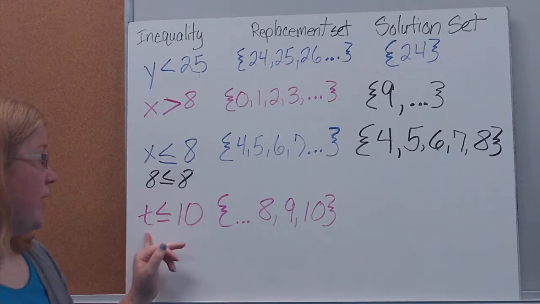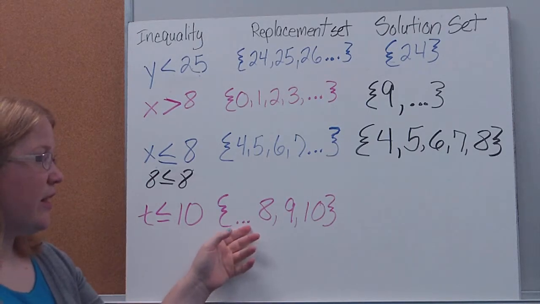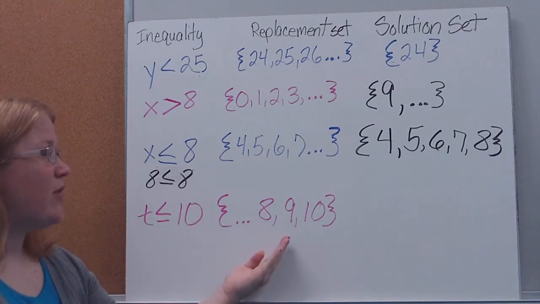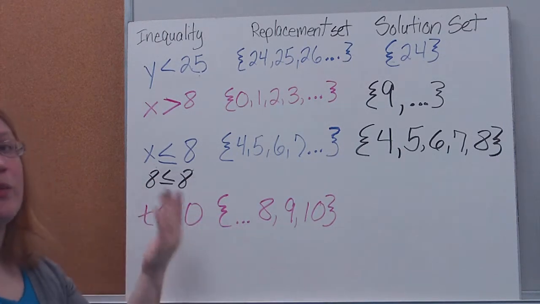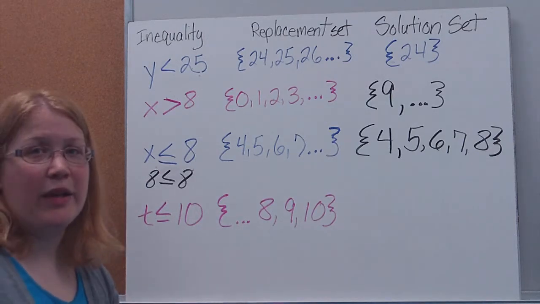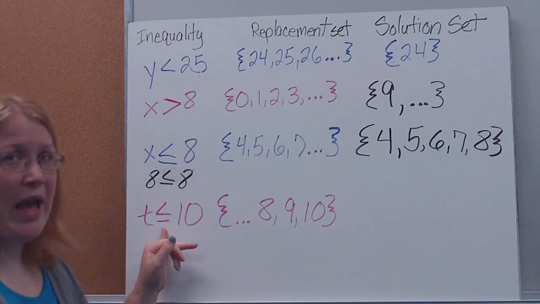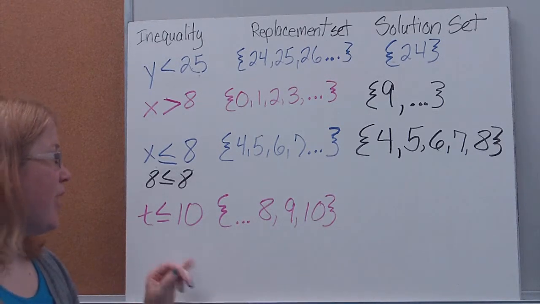All right, our final one here, I have t is less than or equal to 10. And the thing you'll notice about this is the dots are going this way, so that means all the numbers smaller than 10 are also included, including negatives, and we can continue infinitely going that way as well. So I want numbers that are less than or equal to 10. So what we could do is plug each number in, or we can just think about this logically.